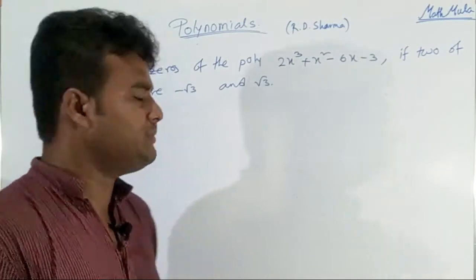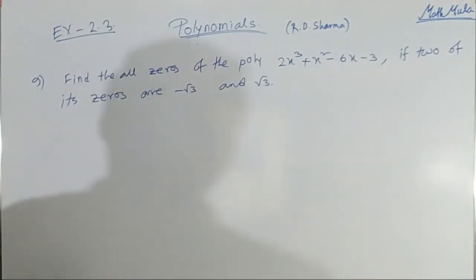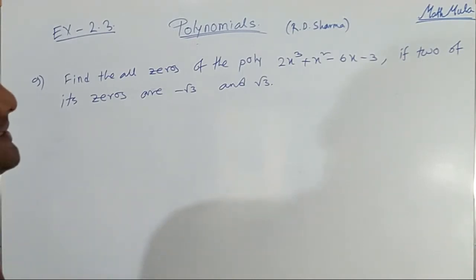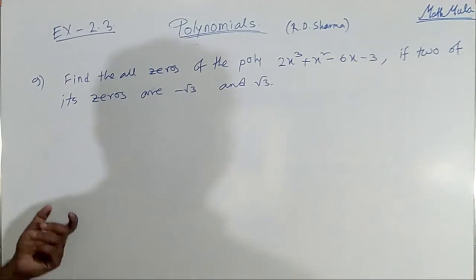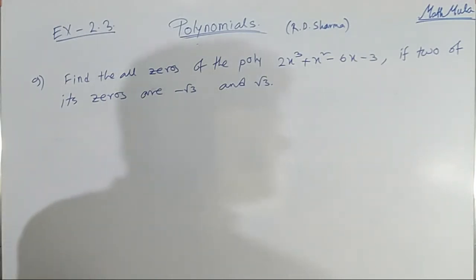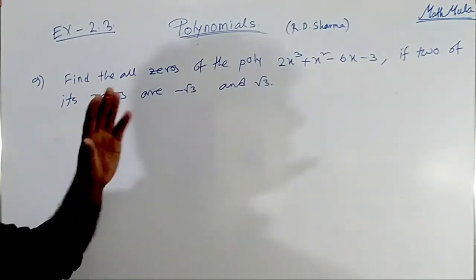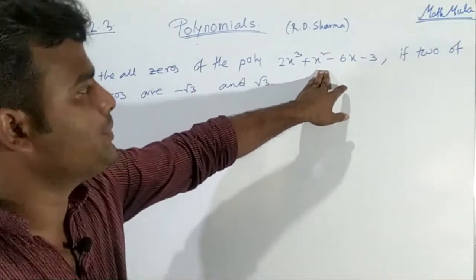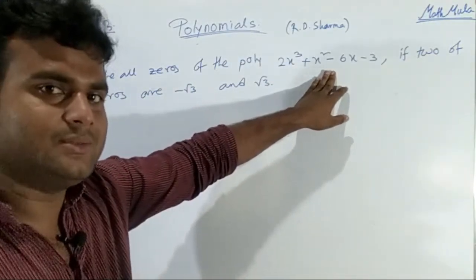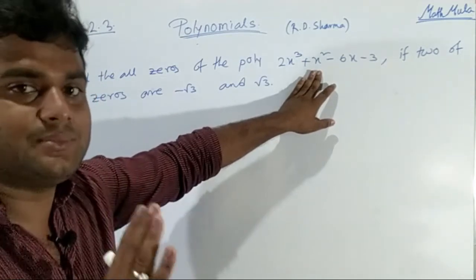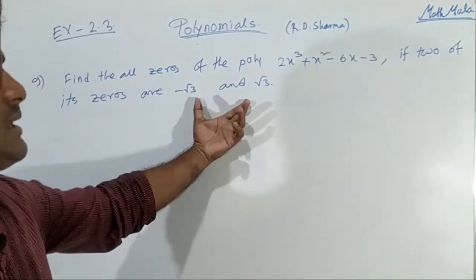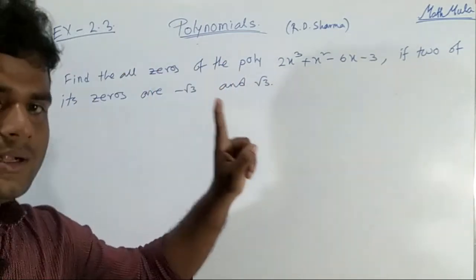Now we solve sum number 9. Find all the zeros of the polynomial 2x cube plus x square minus 6x minus 3 if two of its zeros are minus root 3 and root 3. That means two zeros are given. We have to find out the other zero. Now the given polynomial is a cubic polynomial. That means it has a maximum of 3 zeros and 2 zeros are given. So we have to find out one more zero.